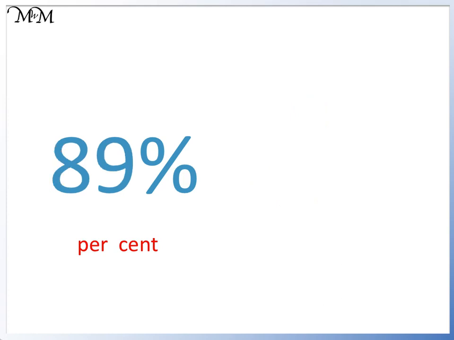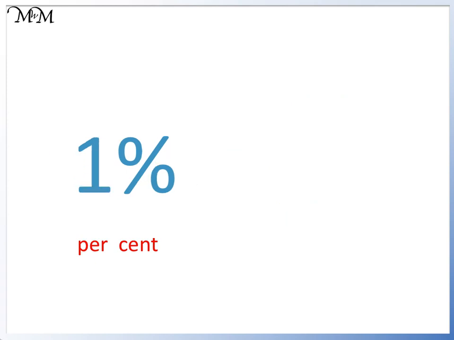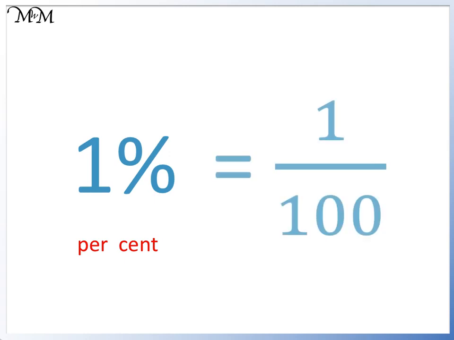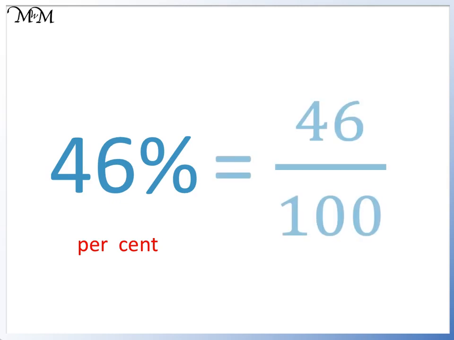Here's another example. 89% is 89 out of 100, so 89 hundredths. 1% would be 1 out of 100, so 1 hundredth. 46% would be 46 out of 100, so 46 hundredths.